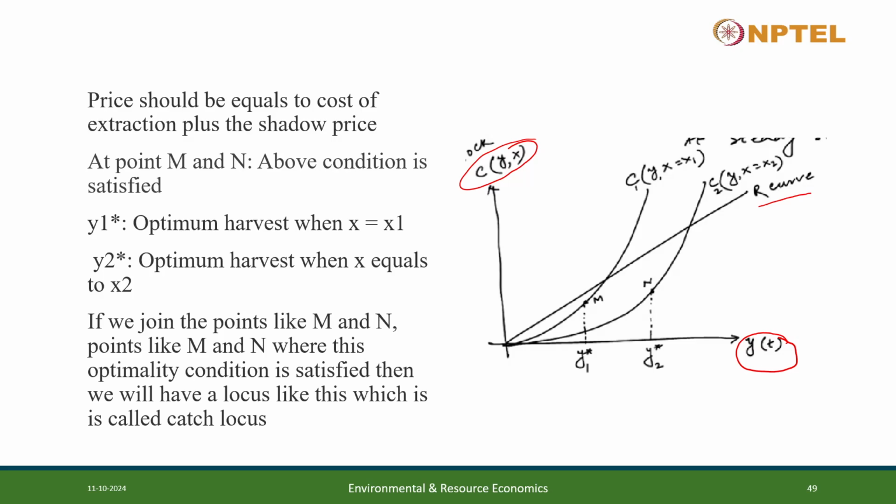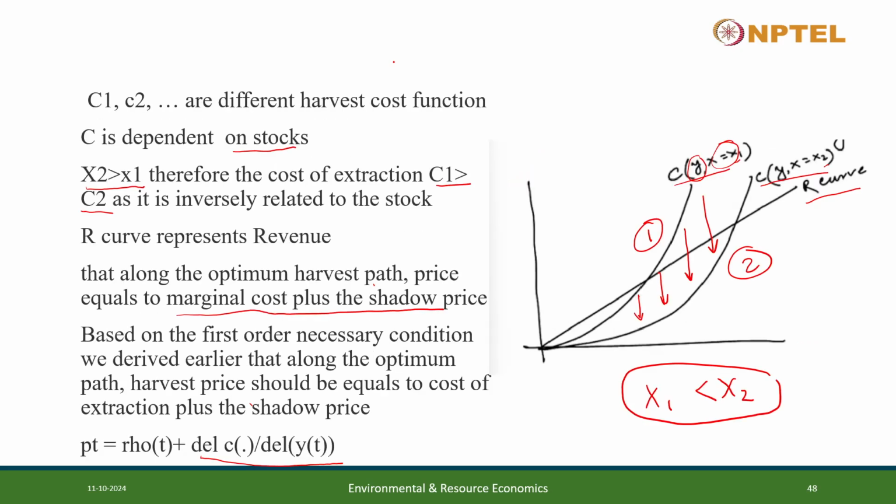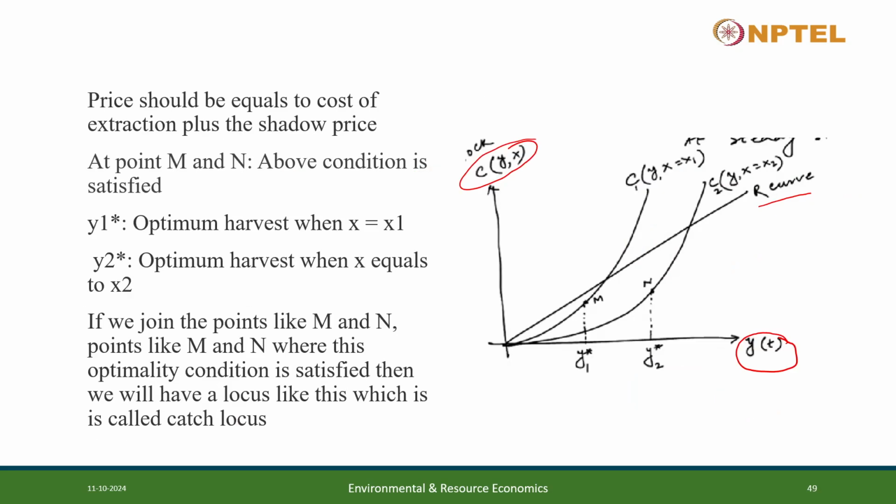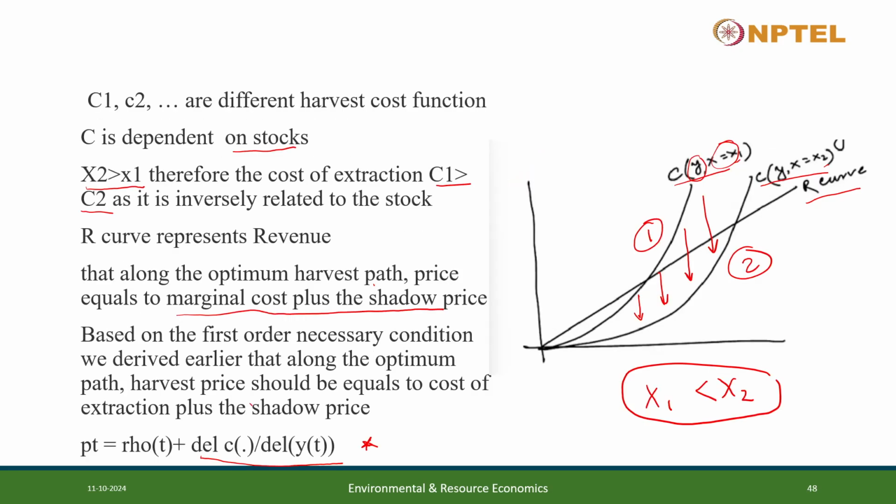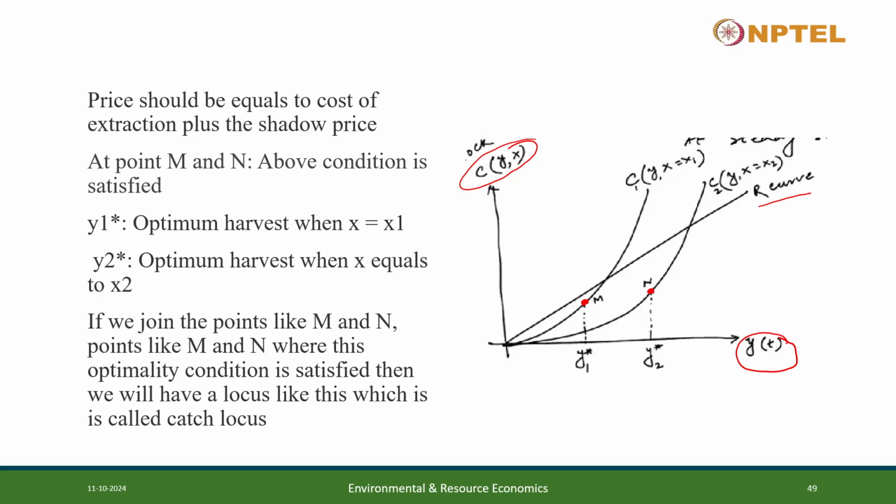So based on my optimum condition, star, that price is equal to rho plus del C by del y, let's say that at M and N I get this price value. So M and N are the points where the optimum harvest condition, equation star, is fulfilled, where the price value is given. Now at M I get y1 and at N I get y2. These are the optimum harvest values: y1 when the stock value is x1, and y2 when the stock value is x2.